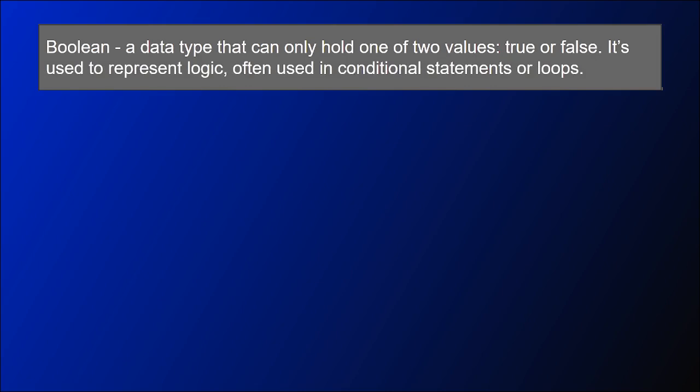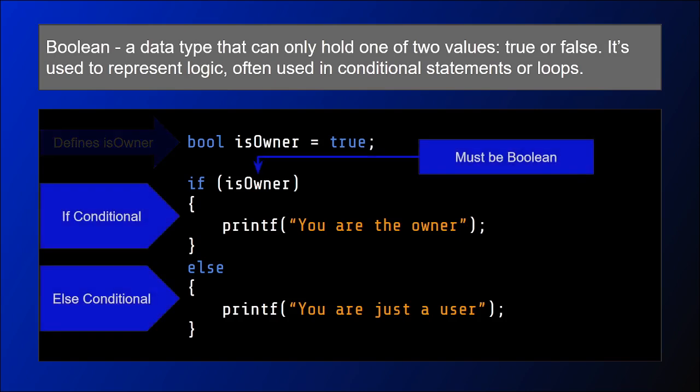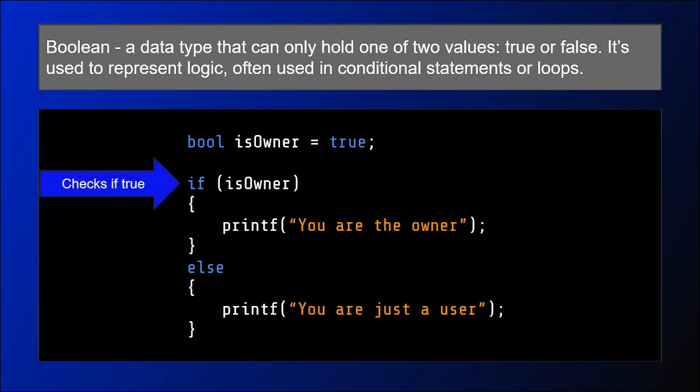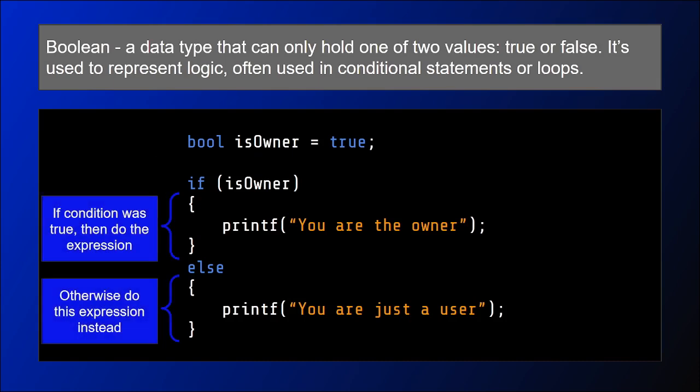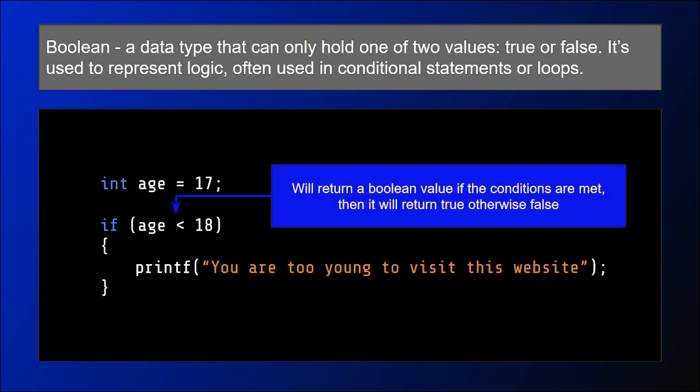Lastly, Boolean. This is very easy to understand. It can only hold one of 2 values. I declared isOwner true. If isOwner is true, then you are the owner. Otherwise, you are just a user. Very easy to understand. This is also another example of usage of Boolean.